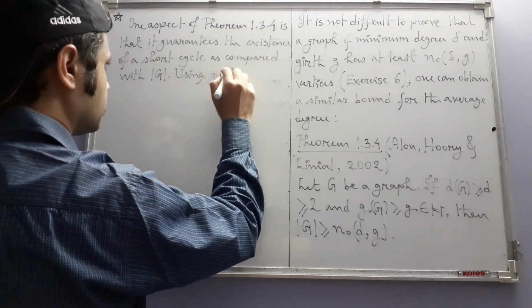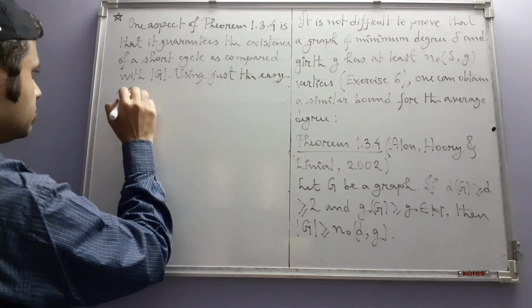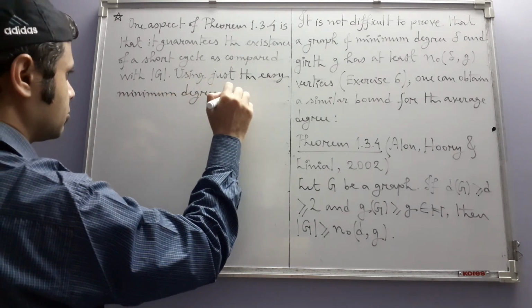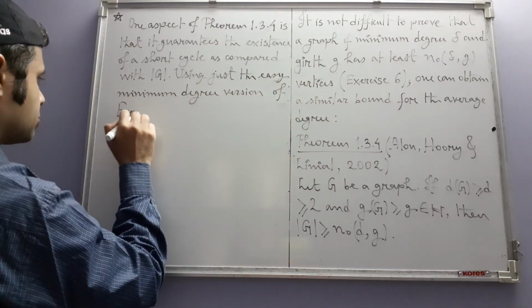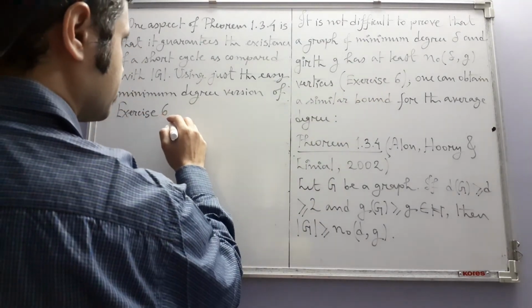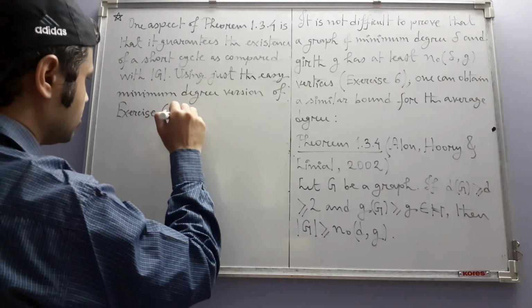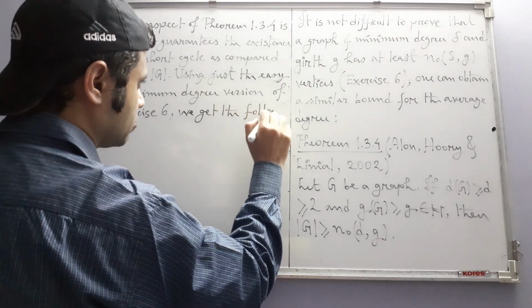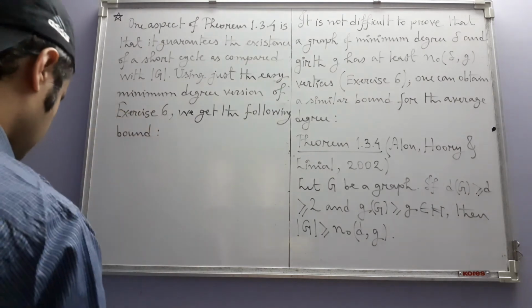Using just the easy minimum degree version of exercise 6 that we were mentioning here, we get the following. There is a corollary.